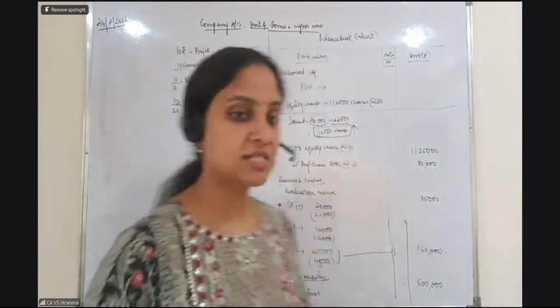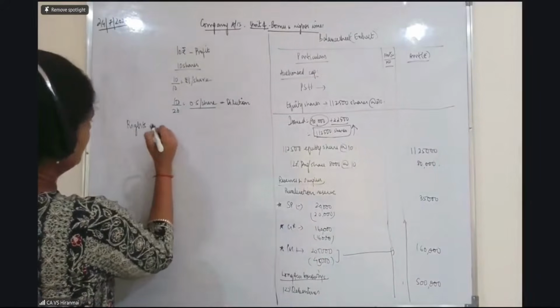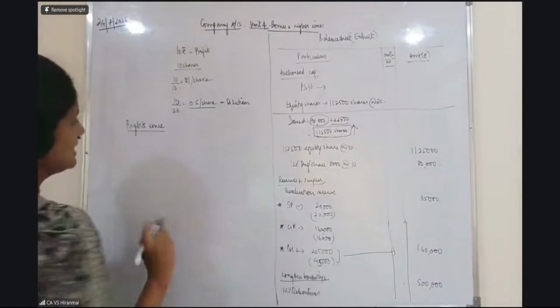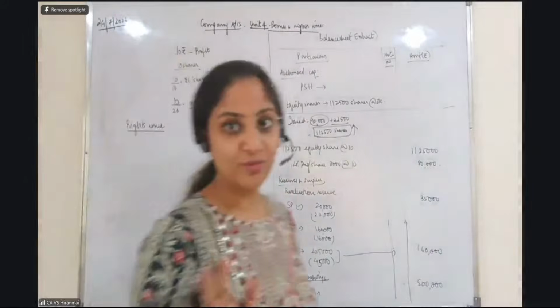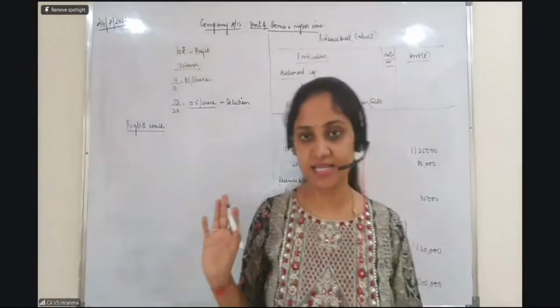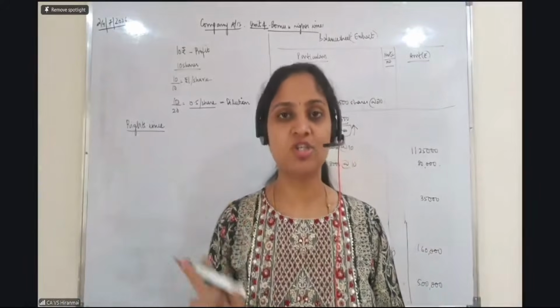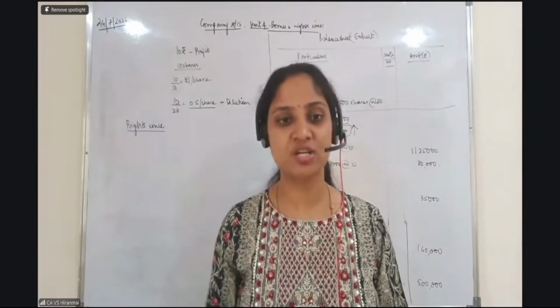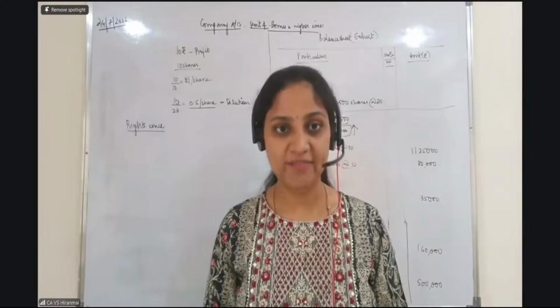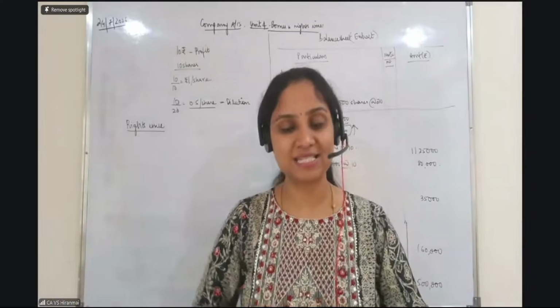Now, the same concept with a small variation is the rights issue. In a rights issue, you will not give shares for zero cost. No, no, no. You want to issue further shares because you need money. But the first option should be given to the existing shareholders. As the name suggests, the rights will be with the existing shareholders.